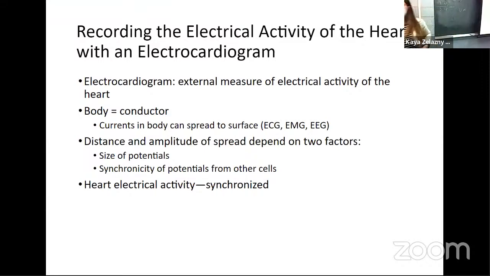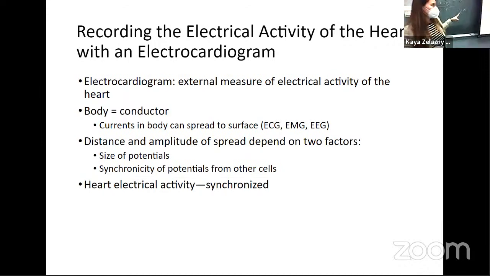Okay. So we call this thing an electrocardiogram. This is an external measure of the electrical activity of the heart. Electrical, cardio, heart, gram, like a graph. Our body is the conductor. We use the body as a conductor in a number of different types of graphs, right? So this is an ECG, but we also do this in our EMGs and our EEGs, which measure the electrical activity of muscles or the electrical activity going on in the brain. And so using the body as a conductor is a useful process for a lot of different conditions.